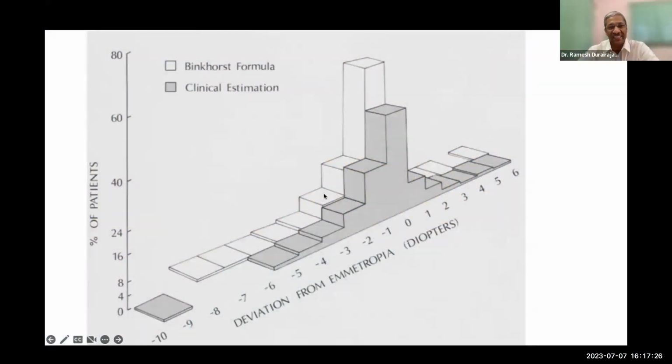Thank you so much. Before we had these various formulas, we used to just put a random IOL or base it on preoperative refraction. What you see in white was how the patients were after surgery. This is emmetropia. You can see in the white steps, there were people getting -7, -5, -4, or a +4 or a +5. All this was there before biometry came into being.